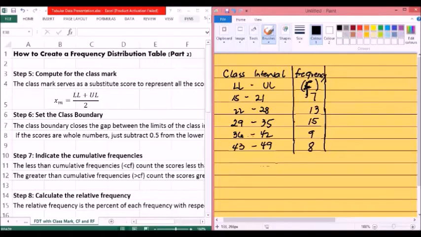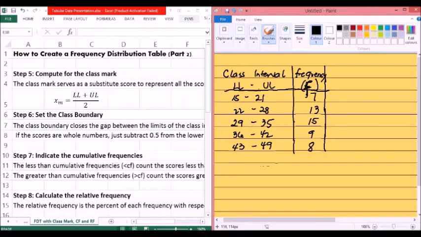Okay, so let's proceed with the next part of how to create a frequency distribution table. So the last result after the first video, I just put here so we have a table. Steps 1 to 4, just a recap.